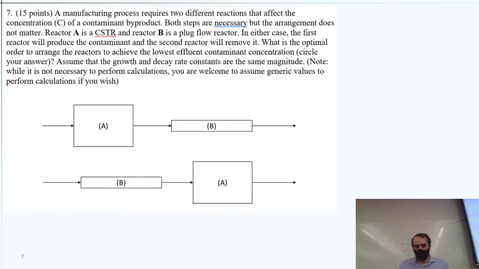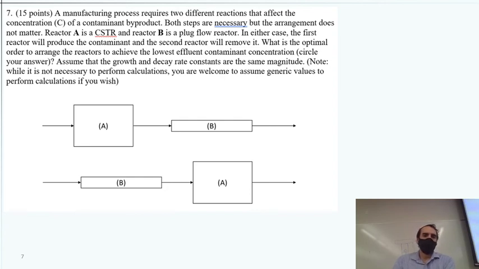All right, so the last problem, again, I mentioned earlier, I'm not particularly happy with the problem itself, and I do apologize for including it. It's interesting to think about, but I did not set you up for success here. So the problem says a manufacturing process requires two different reactions that affect the concentration C of a contaminant byproduct. Both steps are necessary, but the arrangement does not matter. Reactor A is a CSTR and B is a plug flow reactor. In either case, the first reactor will produce the contaminant and the second reactor will remove it.